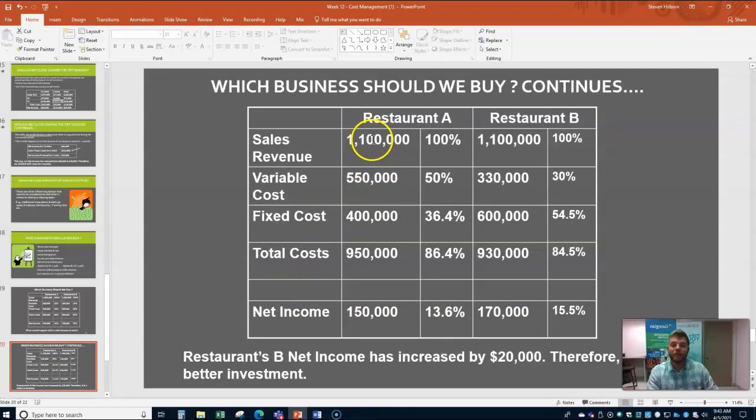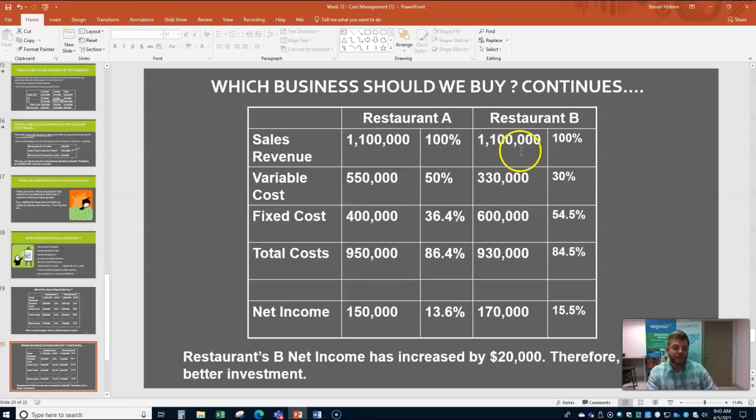So now we're making $1,100,000. And if we take a look here, 50% of that, that's their variable cost, $550,000. Fixed costs stay the same. Their total costs are $950,000, and they make $150,000. So a 10% increase in sales gives them an extra $50,000, which is fantastic.